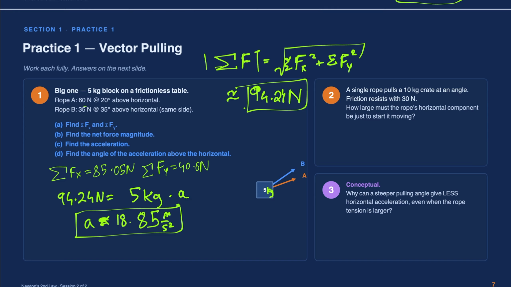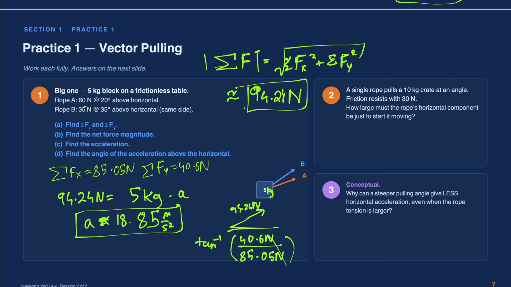And then the last question: find the angle of the acceleration above the horizontal, so the angle of the total net force, which is 94.24 newtons, right? That's just going to be the arctangent of Fy, which is 40.6 newtons, divided by Fx, which in this case is 85.05 newtons. Newtons cancel out.